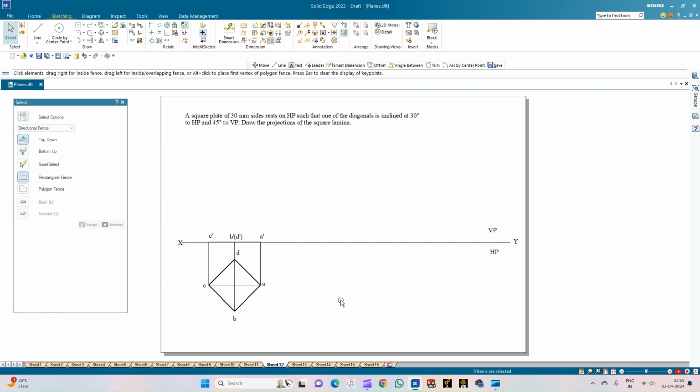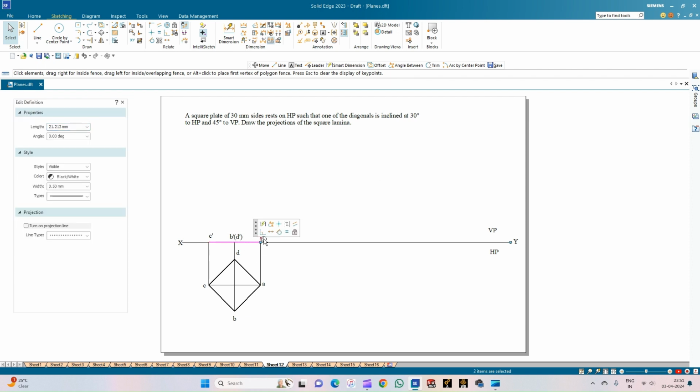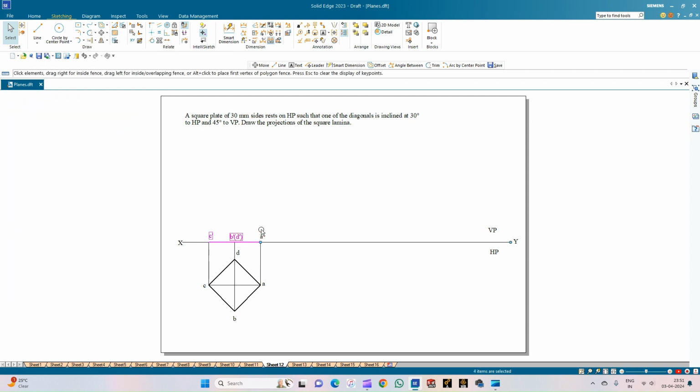Now he tells that this particular diagonal, that is AC, is inclined to HP at an angle of 30 degrees. So now what we will do is select this front view of the square lamina along with the annotations.